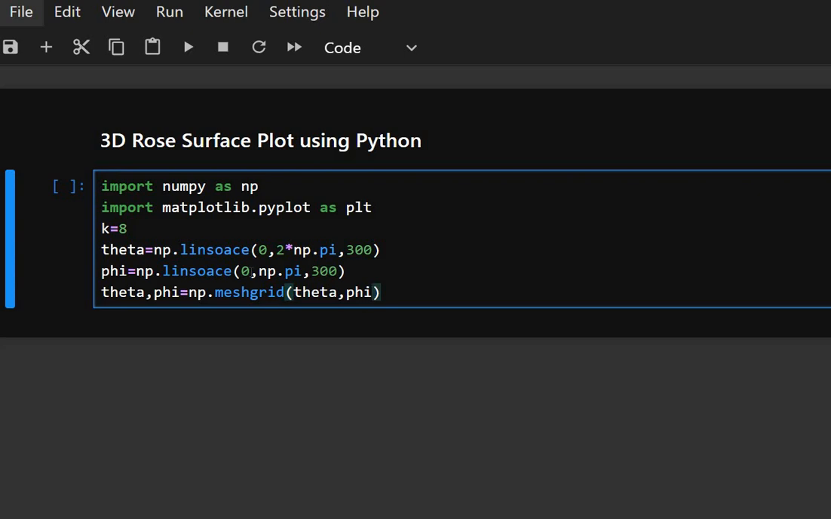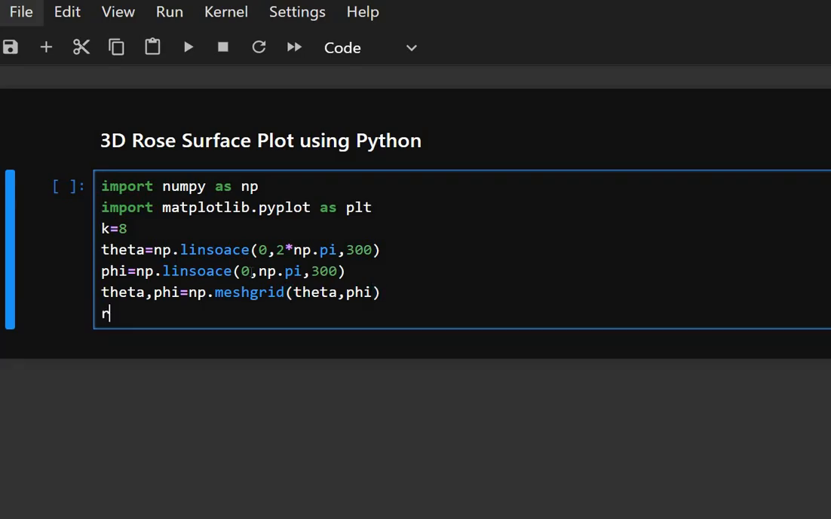And now we'll define the rose function. This defines the radius r at each angle based on the polar rose formula, which is r of theta, phi equals sin(k theta) times sin(phi), where sin(k theta) makes the petal pattern and sin(phi) ensures the pattern wraps over the sphere rather than staying flat.